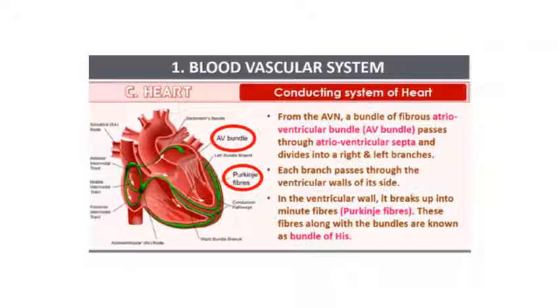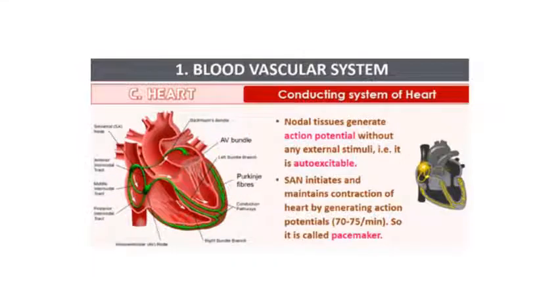From this AV node, a bundle of fibers, the atrioventricular bundle, passes through the atrioventricular septa and it divides into right and left branches. Each branch passes through the ventricular wall on its side. In the ventricular wall, it breaks up into minute fibers. These are called Purkinje fibers. These fibers, along with the bundles, are called the bundle of His.